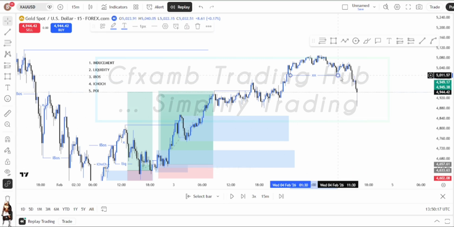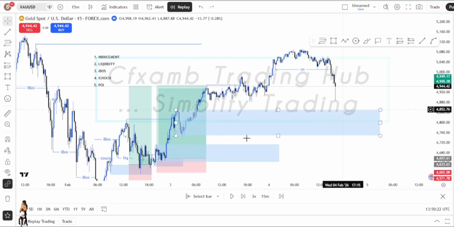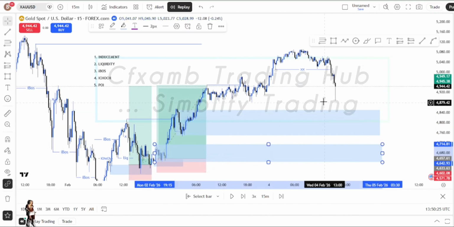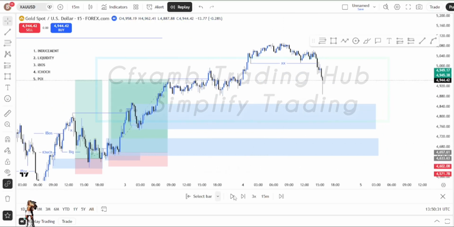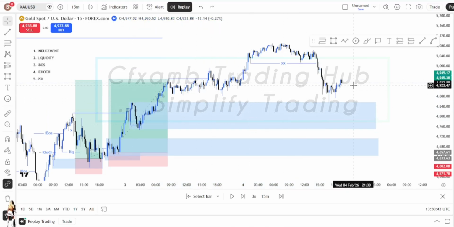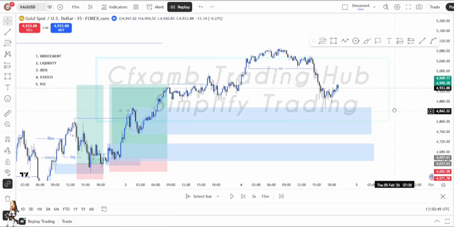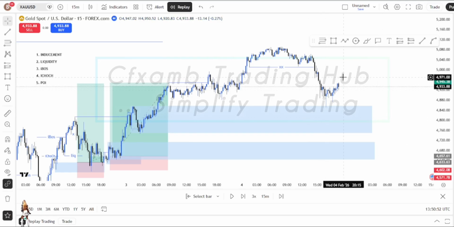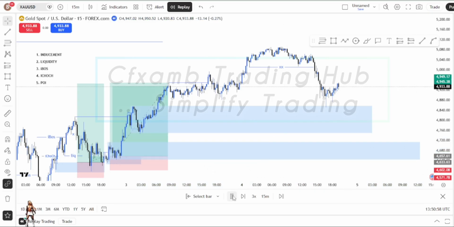Alright, our inducement has been taken out, and these are the zones we are waiting at to buy. Let's see what is going to happen next. The market mitigated our POI here and started giving us some reaction. But let's see if we'll get confirmation, then we'll buy from here. If we don't have any confirmation, then you wait at this zone here.